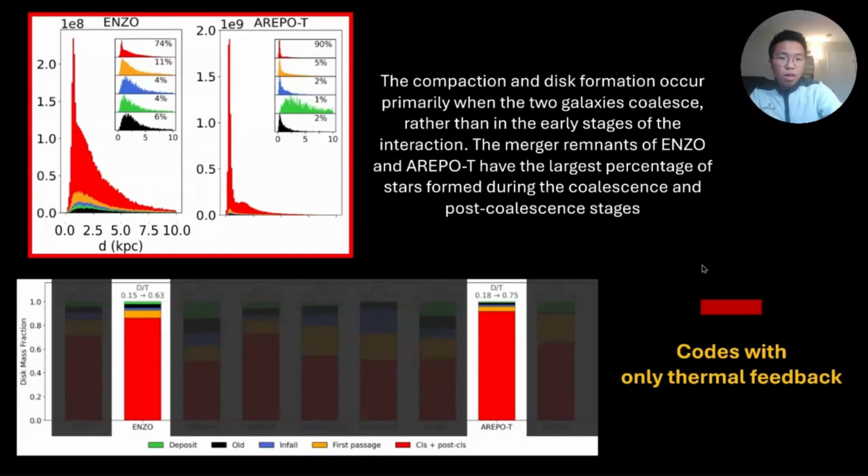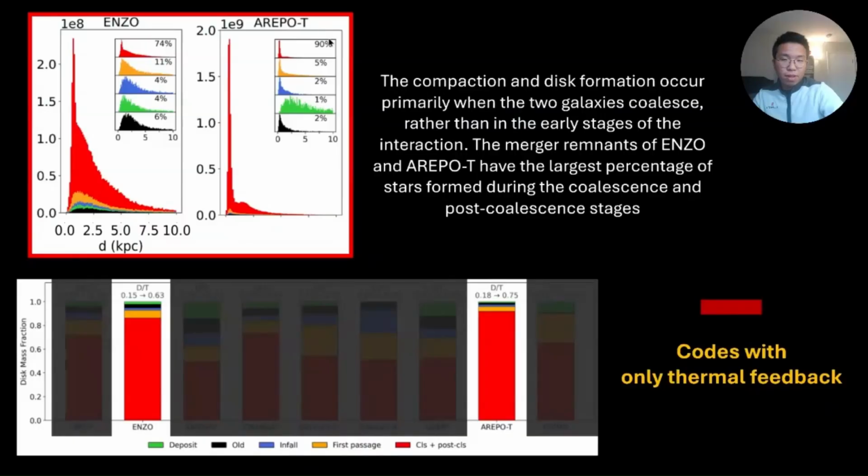In contrast, codes with only thermal feedback, which are Enzo and ART, undergo compaction and disk formation later in the merging interaction. Specifically, compaction and disk formation happen primarily during the coalescence and post-coalescence stages, which is reflected here, where we see that the distribution doesn't become more compact until the coalescence, which is the red portion here. And most stars also form during the coalescence stage.